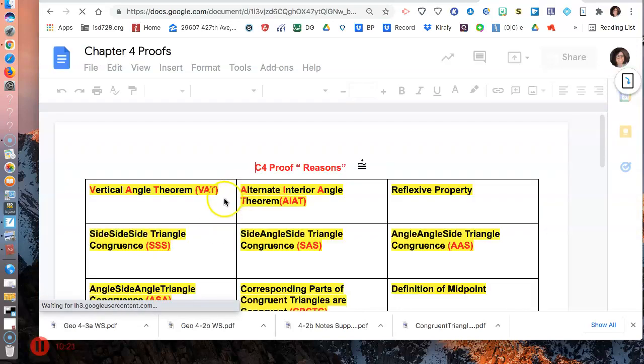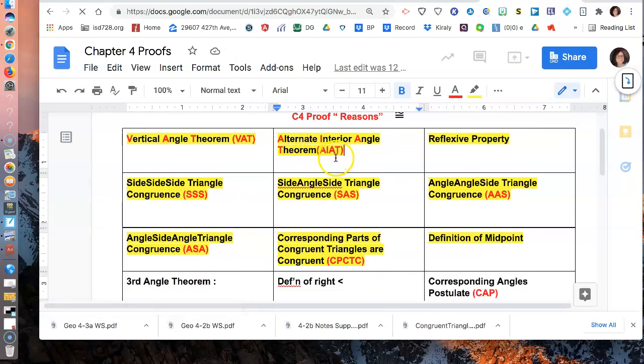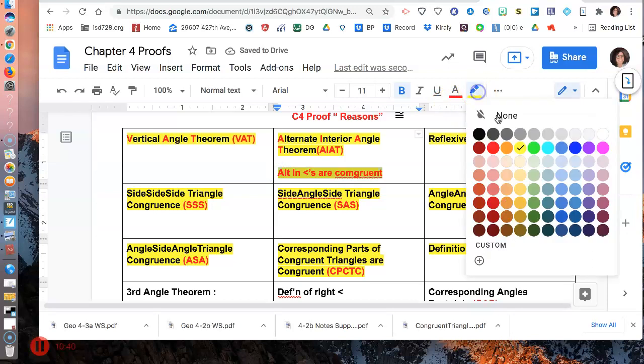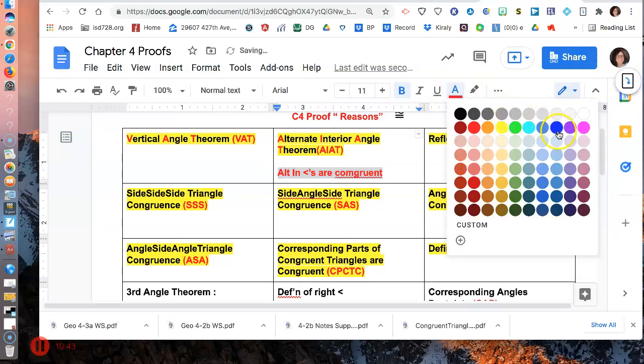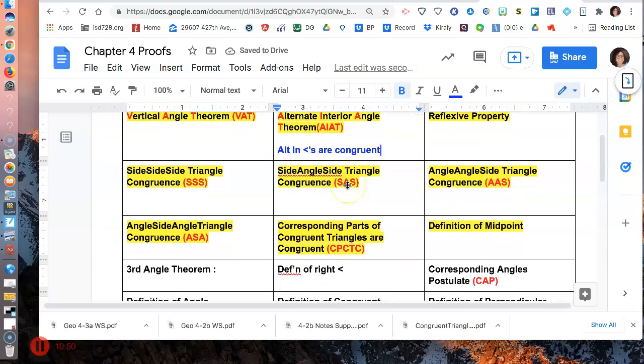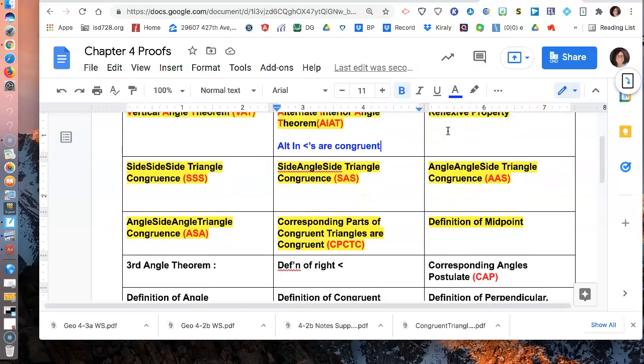So again, we have our big ones highlighted. If you need to add to this, but we just did alternate interior angle theorem, and that says that alternate interior angles are congruent. We probably don't need that highlighted, and we probably should go in another color. Vertical angles, we already put on there that those are congruent. We've got a reflexive, that when they share a side or share an angle, we're going to add that.